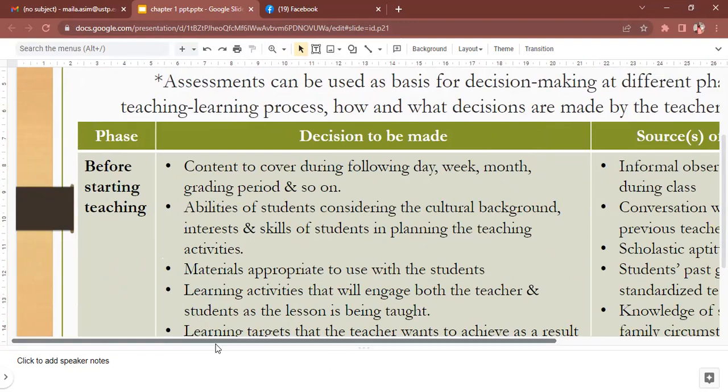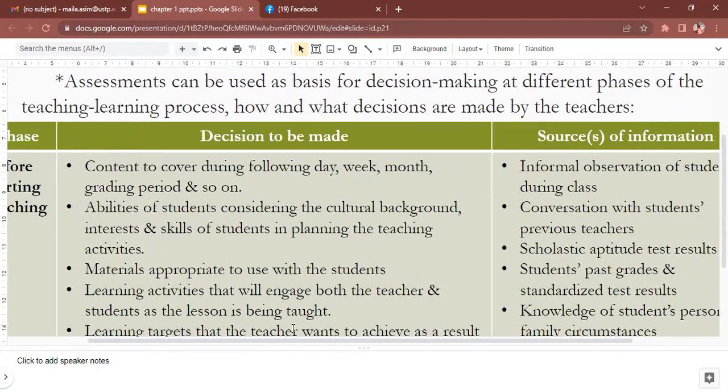Before starting teaching, we have the decision to be made. So unsay atong decision to be made before teaching? Dapat makauna na nato ang content to cover during the following day, week, month, grading period, and so on. That's why we have the daily lesson log, the lesson plans, the syllabus, the curriculum guide. Those are the things that we should consider or remember para mahibaw-an unsay atong angay nga decisions buhaton anang adlaw, anang sunod semana, sunod bulan, or anang grading period.